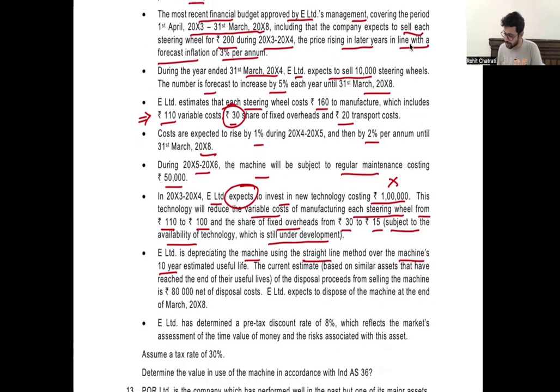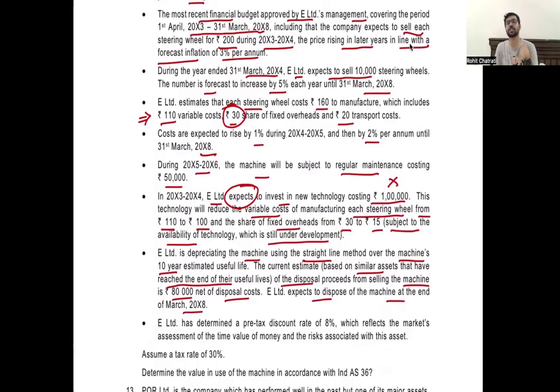The current estimate, based on similar assets that have reached the end of their useful life, of the disposal proceeds from selling the machine is rupees 80,000 net of disposal costs. The entity basically expects to receive 80,000 as residual value at the end of its useful life. E Limited expects to dispose of the machine at the end of March 2018.